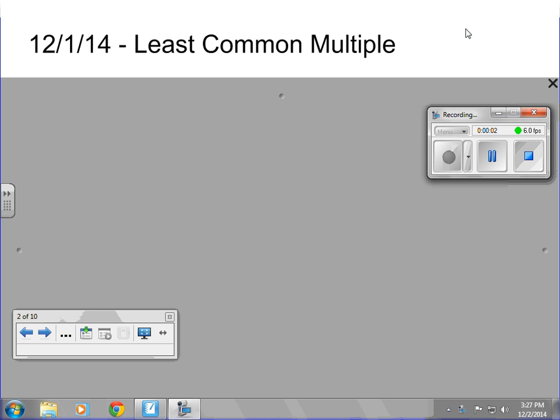All right, today's lesson we're going to take a look at finding least common multiple. Now there's a lot of similarities between finding a common multiple and finding common factors. We're going to actually use kind of the same process today.